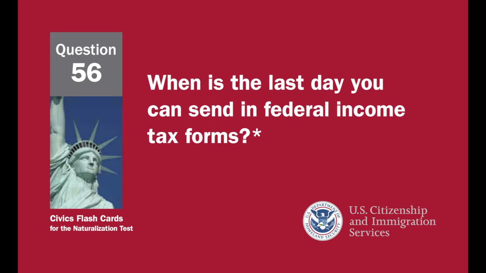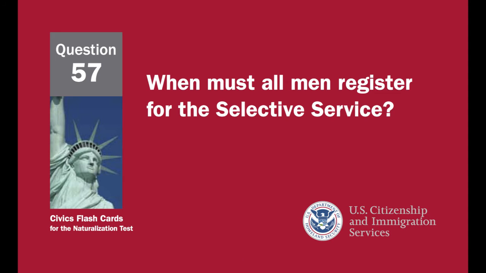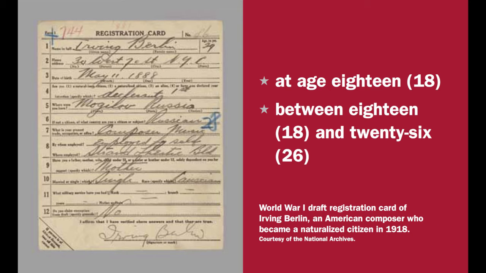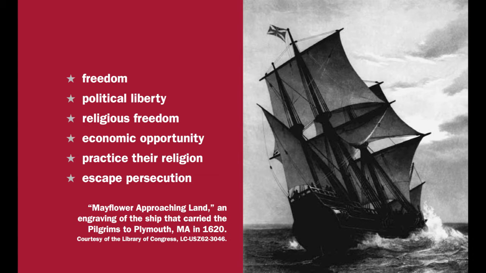When is the last day you can send in federal income tax forms? April 15th. When must all men register for the Selective Service? At age 18. Between 18 and 26. What is one reason colonists came to America? Freedom, political liberty, religious freedom, economic opportunity, practice their religion, escape persecution.